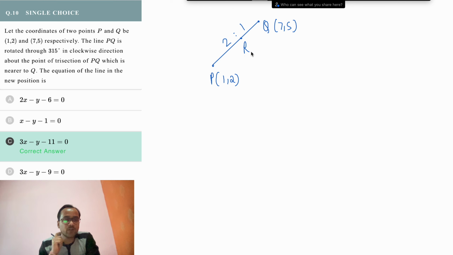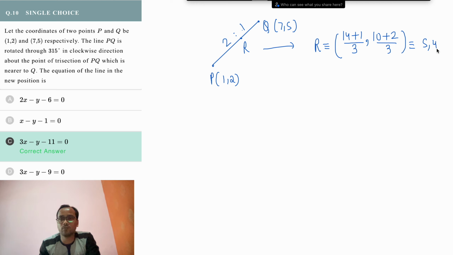So the coordinates of this point R we can find by the section formula. So R will be (2 into 7 plus 1 into 1) by (2 plus 1), comma, (2 into 5 plus 1 into 2) by 3. So 14 plus 1 by 3, that is 15 by 3, which is 5, comma, 10 plus 2 by 3, 12 by 3, which is 4. So that is point R, (5, 4).